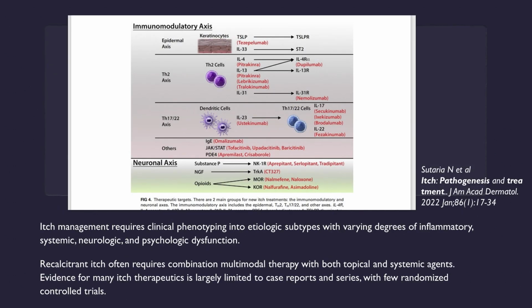So it's important to understand that it's not just the immunomodulatory axis, there is also a neuronal axis in the itch pathways. This is very important. Itch management requires clinical phenotyping into etiological subtypes with varying degrees of inflammatory, systemic, neurological, and psychological dysfunction. Recalcitrant itch often requires combination therapy using both topical and systemic agents, affecting at least some of these pathways, not just the immunomodulatory pathways. You have to consider the neuronal pathways also.